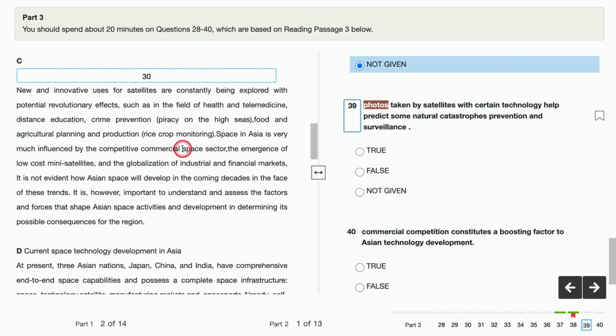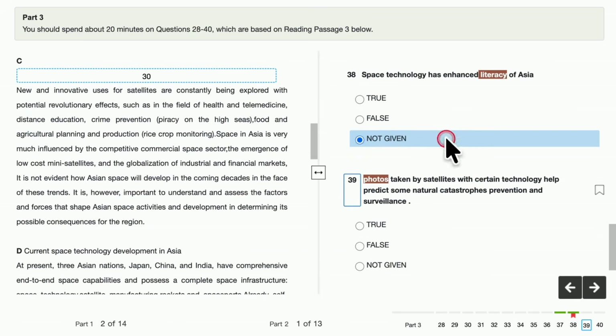Now let's read paragraph C and do these two questions at the same time. When listening to the audio, you try to find out if it mentions literacy or photos, okay?